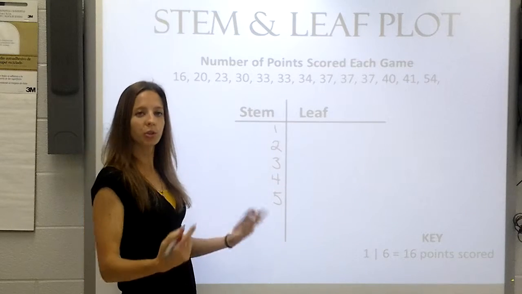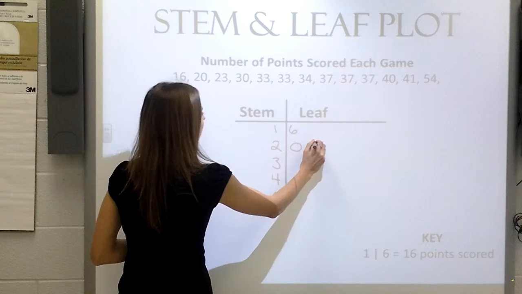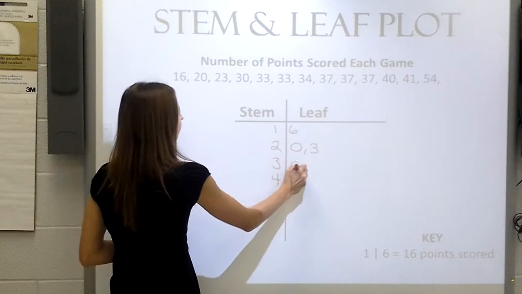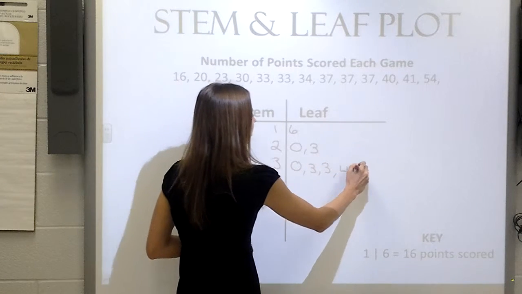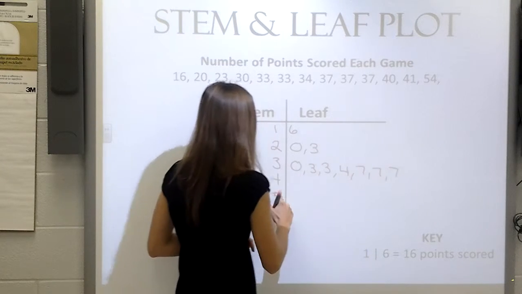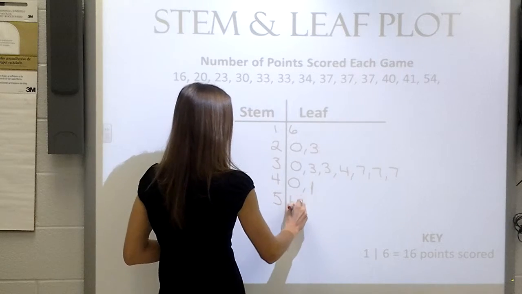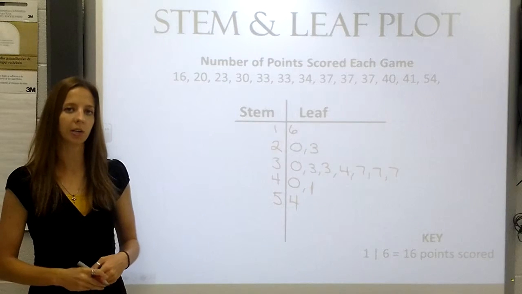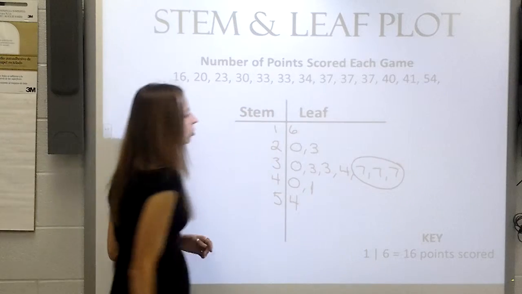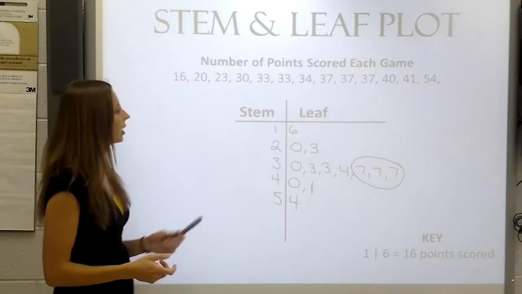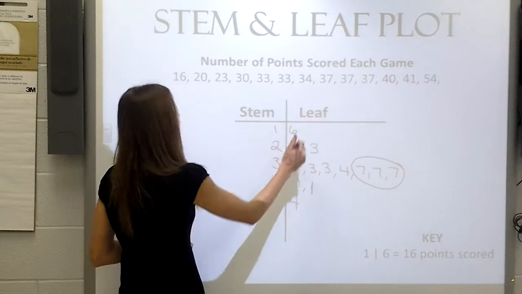To fill in the leaf, we're just going to place the right number. Okay, so we have 16, 20, and 23. We have 30, 33 2 times, 34, 37, and then we go down to 40, 41, and 54. So here we've now filled in our stem and leaf plot. You can see that the 37 would be our mode of data, and also we could find the median if we do a little cancellation here.